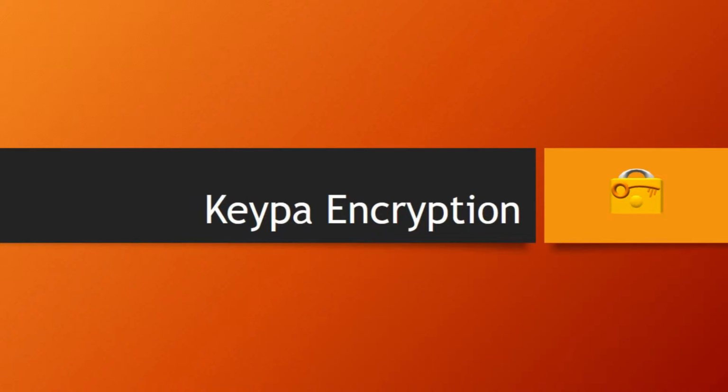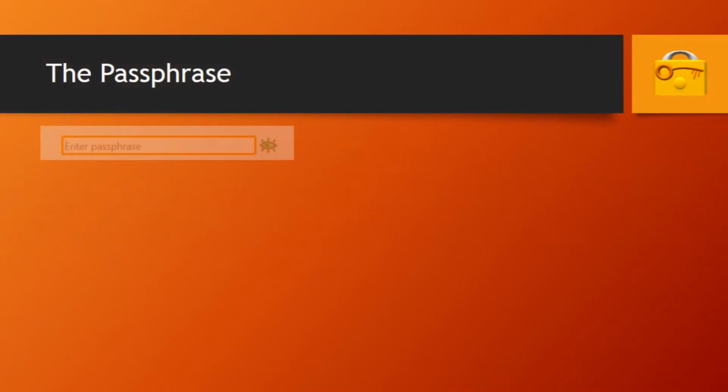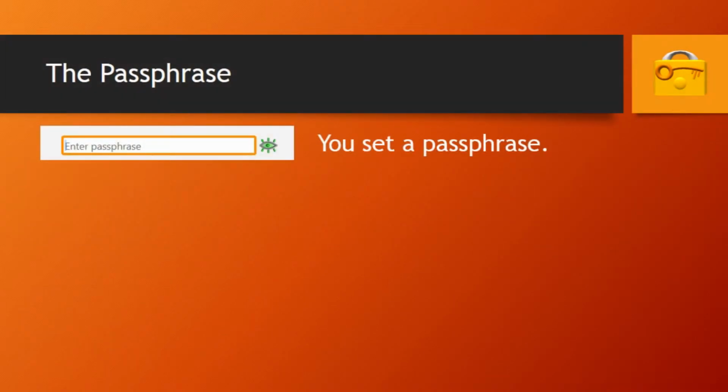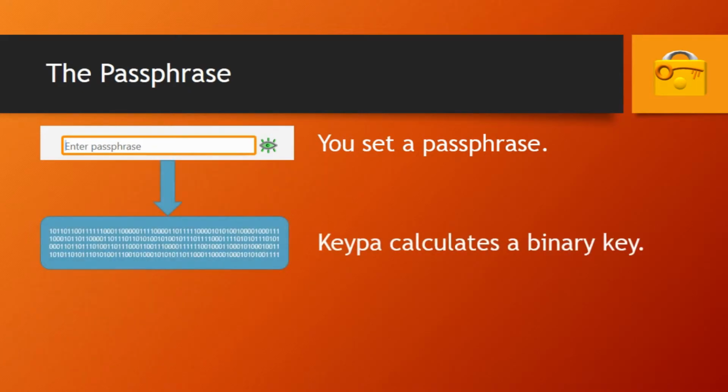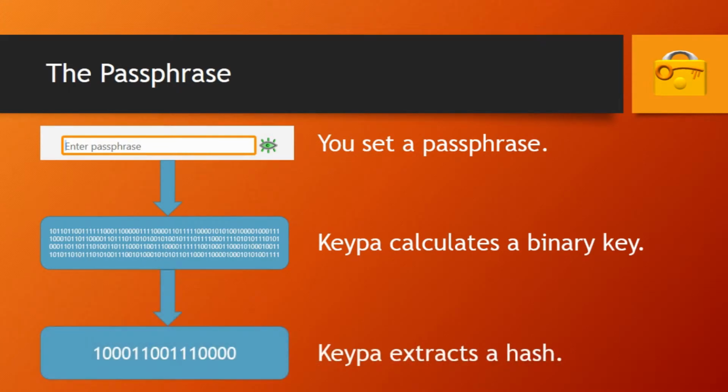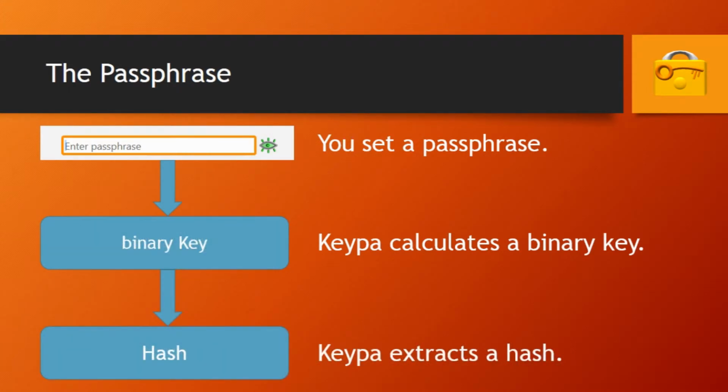I would like to show you in the next 5 minutes Keypa's encryption technology. Everything starts when you first enter your passphrase. Out of this passphrase, Keypa calculates a binary key. And out of this binary key, Keypa extracts a hash. A hash is something like a digital summary.